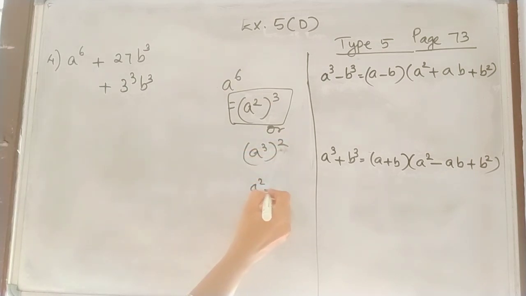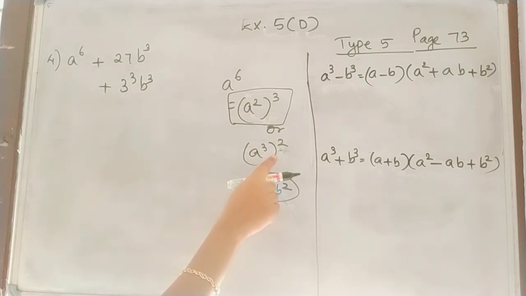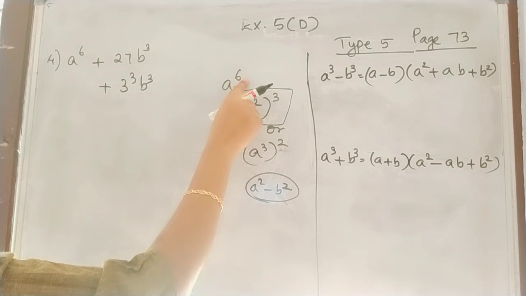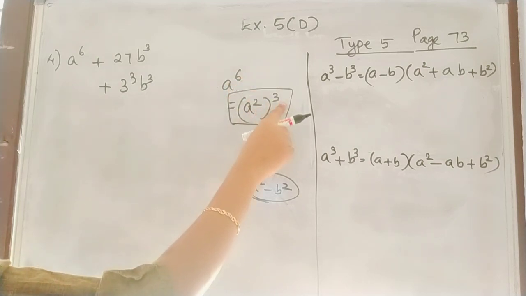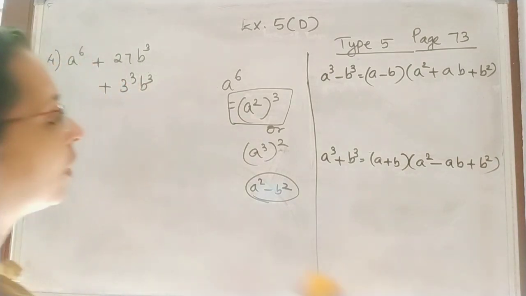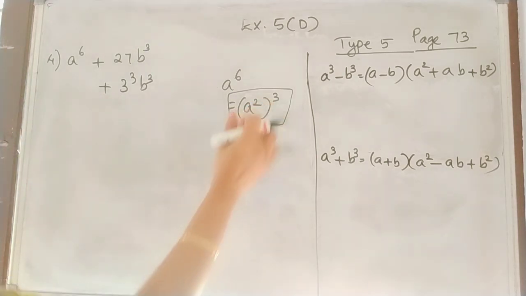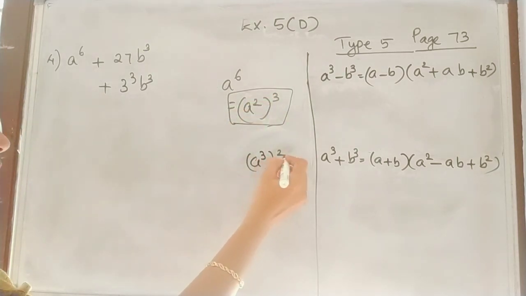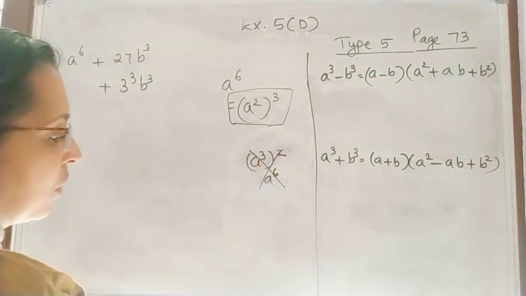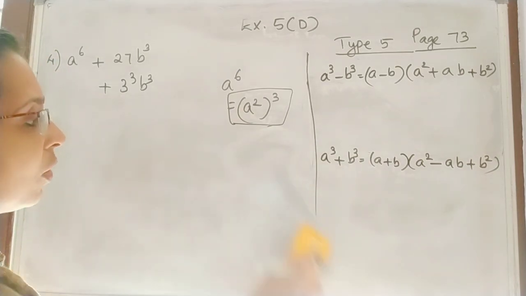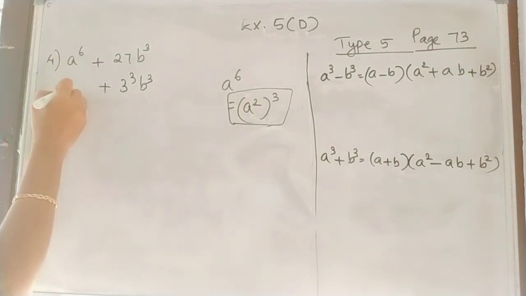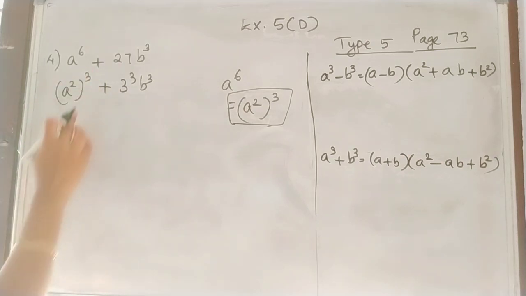We are not doing this with a square minus b square. If we were using the a square minus b square identity, then only we could take (a cube) the whole square. But here we need cube, so a raised to 6 we can write as (a square) the whole cube. A raised to 6 can be written both ways, but here we are using the identity a cube minus b cube, so we take (a square) the whole cube. So this is in the form of what?